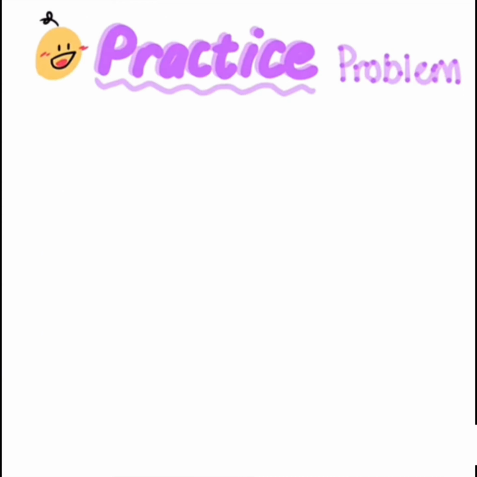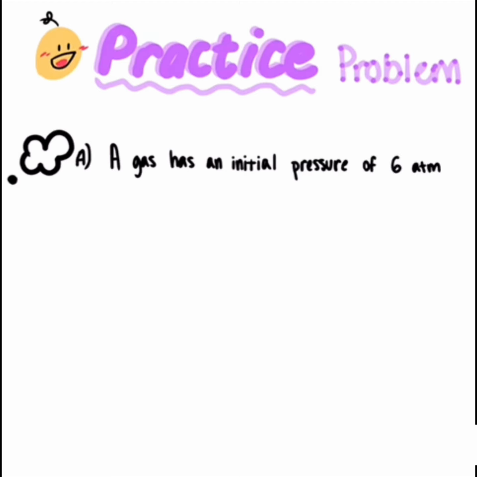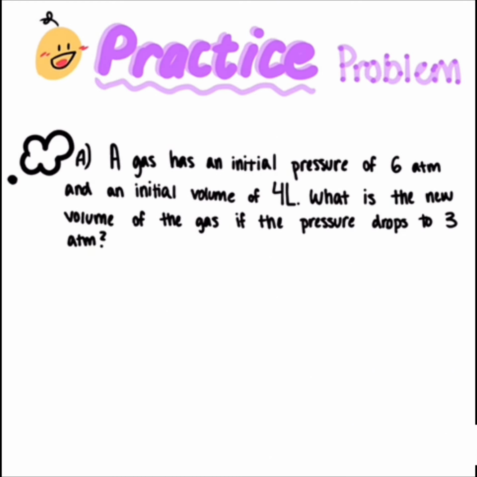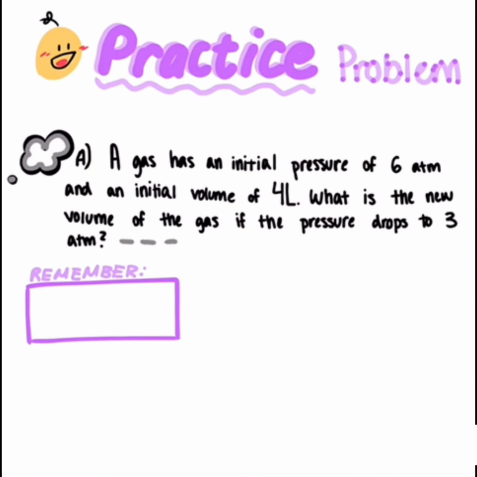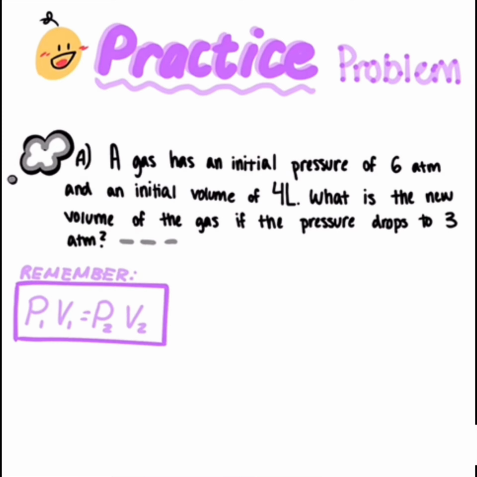To demonstrate working with the equations, let's complete practice problem A. It goes as follows: a gas has an initial pressure of 6 atm and an initial volume of 4 liters. What is the new volume of the gas if the pressure drops to 3 atm? First, recall that the equation to use is P1 times V1 equals P2 times V2. Let's begin by defining each term in the equation according to the word problem.